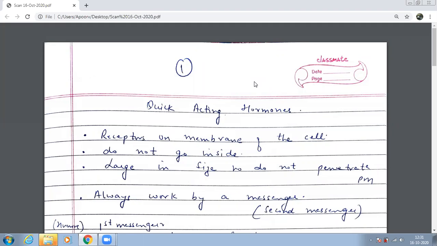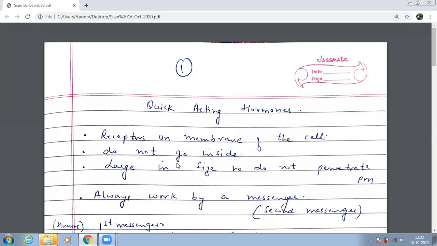Now I'm moving on to the quick acting hormones, children. Their receptors are present on the membrane of the cell. Number one, the receptors are not inside the cytoplasm. Number two, they do not go inside the cell because they get the receptors on the boundary only, so they do not enter the cytoplasm. And number three, they're large in size, so they do not penetrate the plasma membrane.